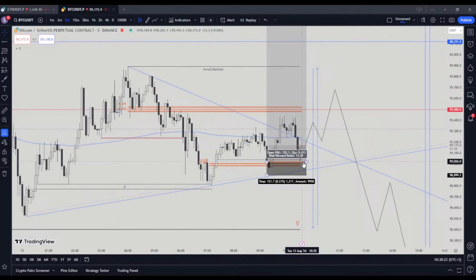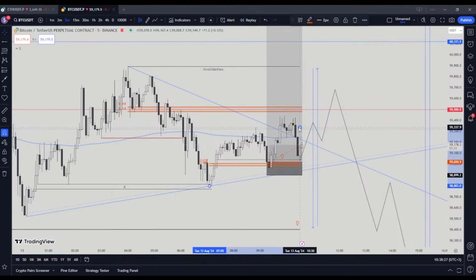So I'll just leave my order there. I'm still long. I only take stop loss or take profit. I'm not stopping trades without a reason.